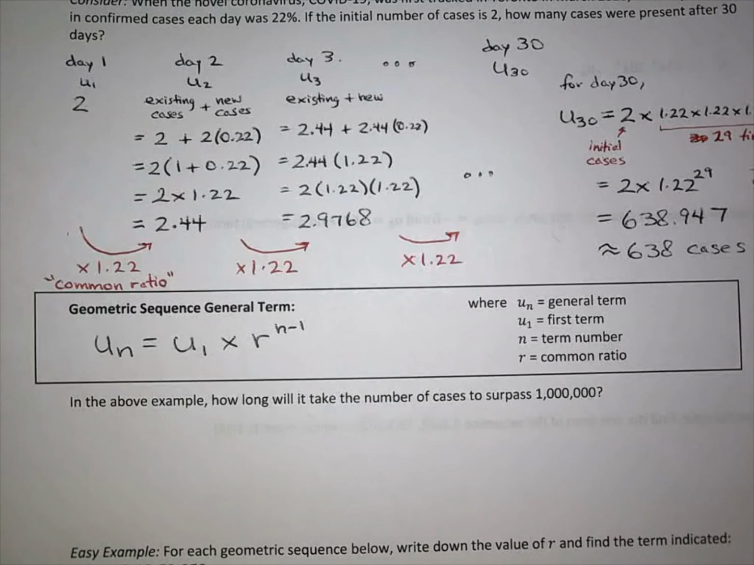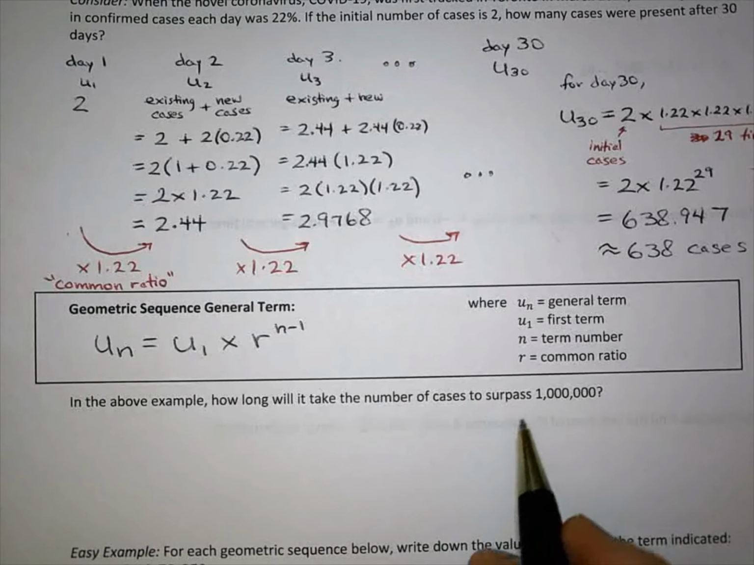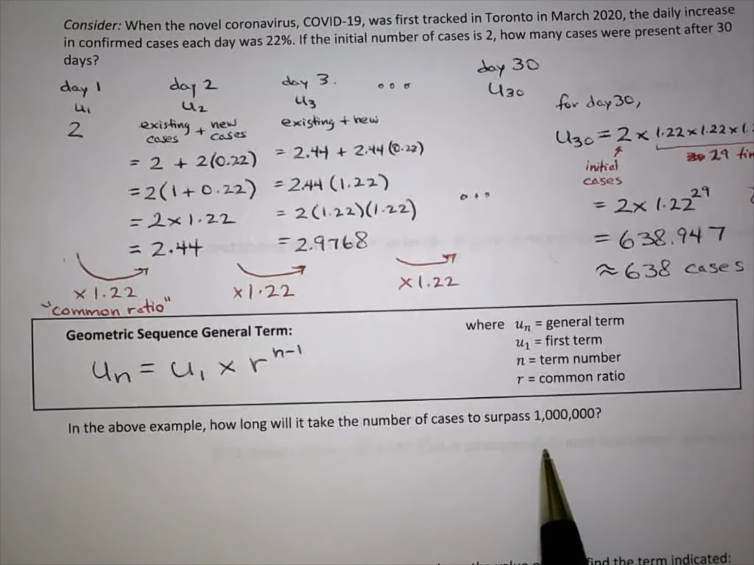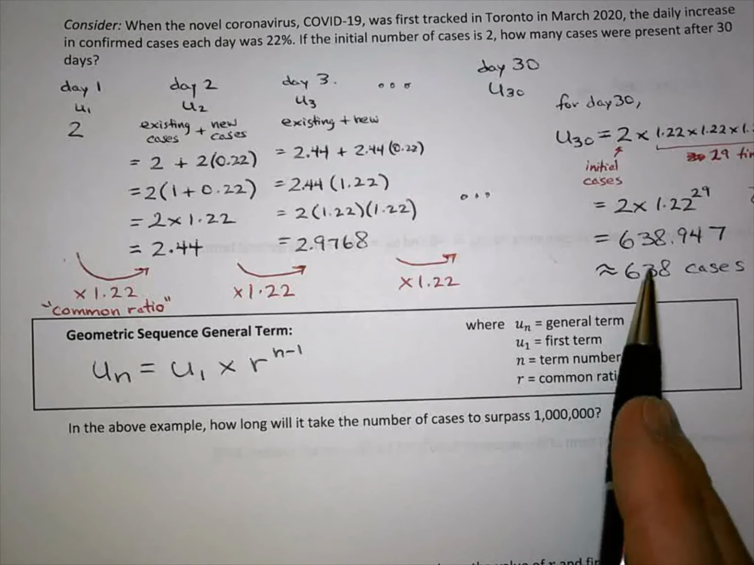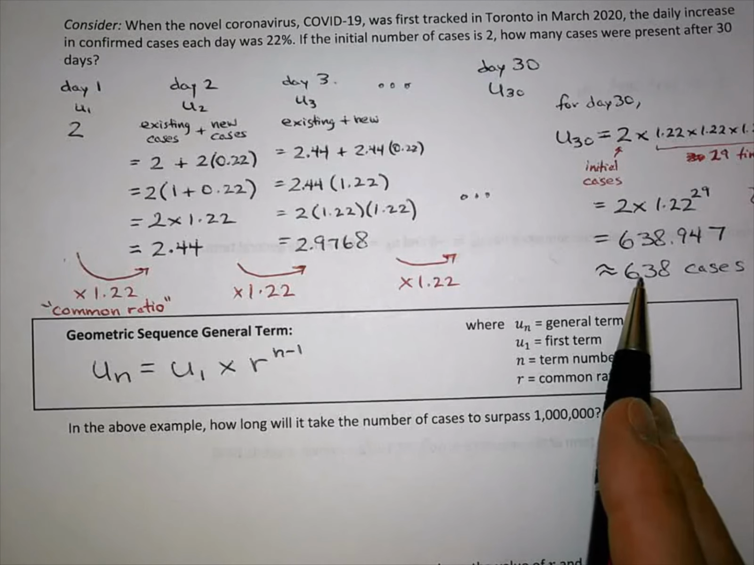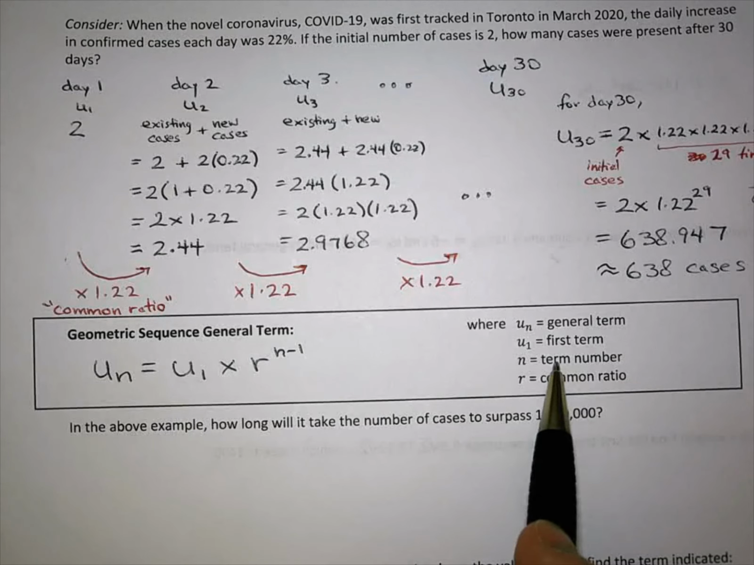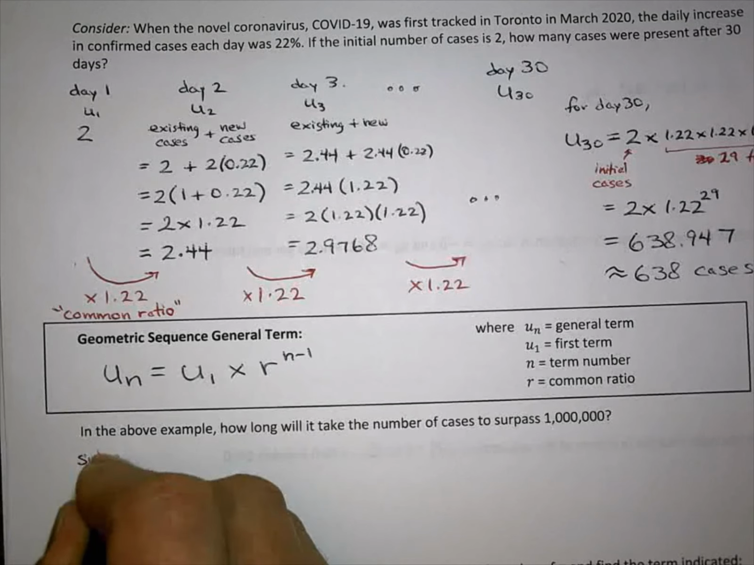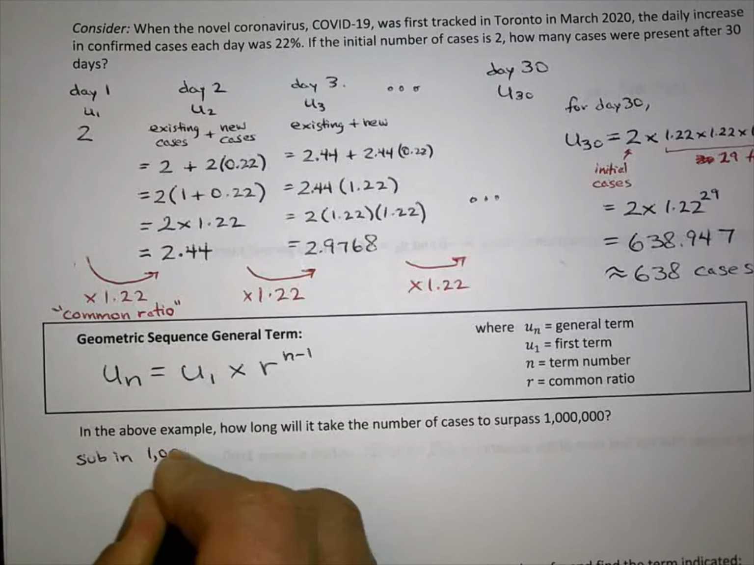Okay, so in the above example, how long will it take the number of cases to surpass 1,000? Sorry, not 1,000, 1 million. Well, I have a formula now. I need to find out which term number is a million. So I'm going to sub in a million.